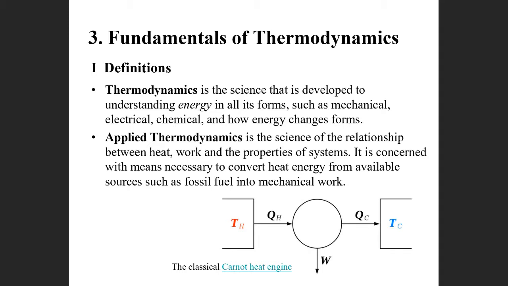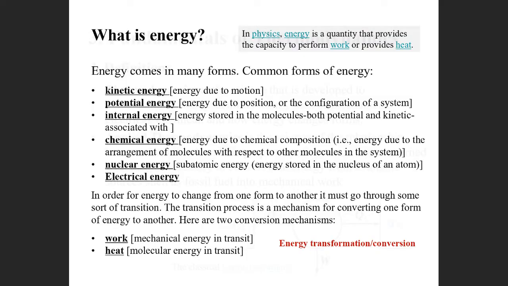So we know applied thermodynamics is to understand the relationship of heat and work, and also how they transform from one form to the other. Then firstly, because we want to understand the relationship between heat and work and the energy transformation from one form to the other, we need to have a look at what is energy. So in physics, energy is a quantity that provides the capacity to perform work or provides heat.